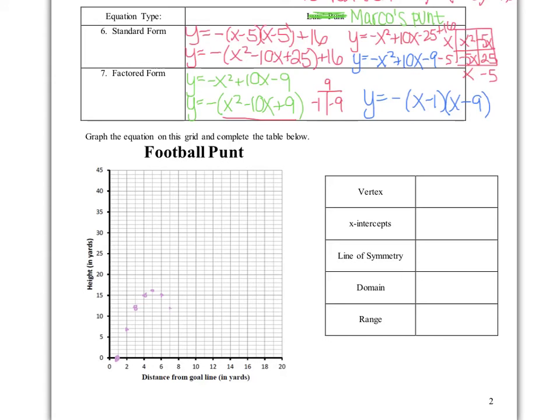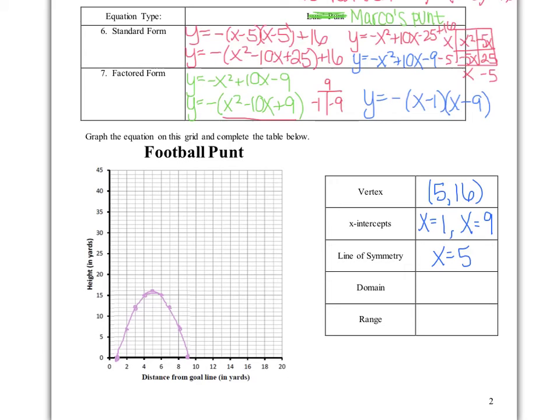So at 7, it's going to be 12. At 8, it's going to be 7. And at 9, it's going to be 0. And that really fits in with what we found in our factored form, because we saw that our x-intercepts were going to be 1 and 9, and our vertex was at (5, 16). So we have our vertex of (5, 16). We have our x-intercepts of x equals 1 and x equals 9. We have a line of symmetry of x equals 5.